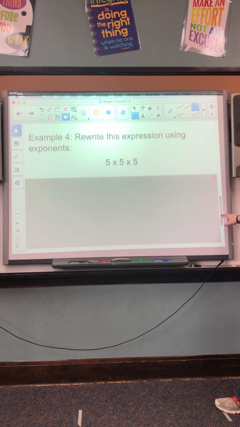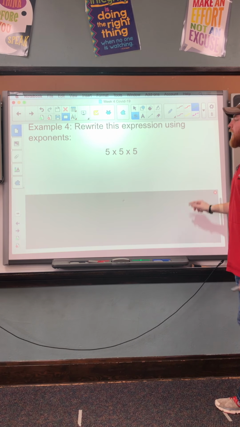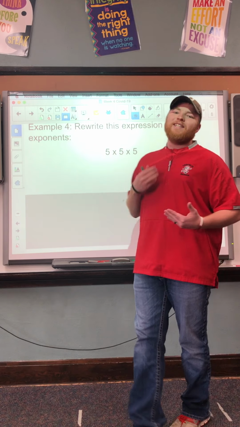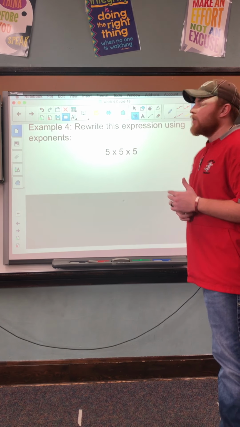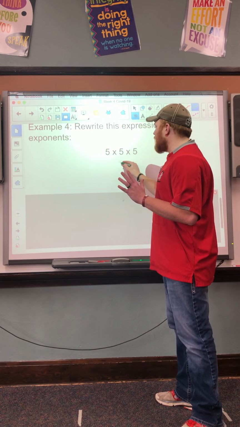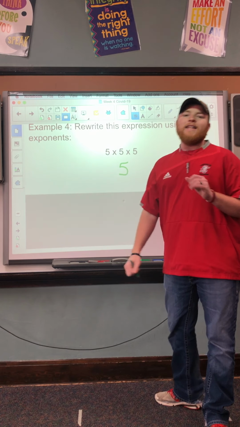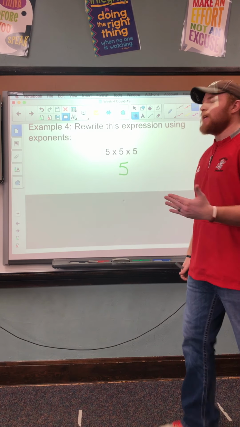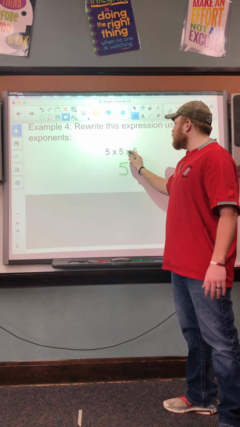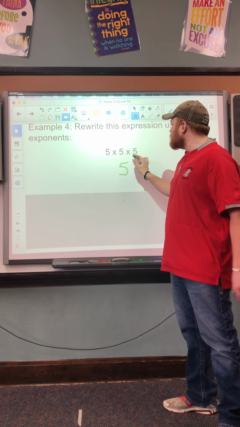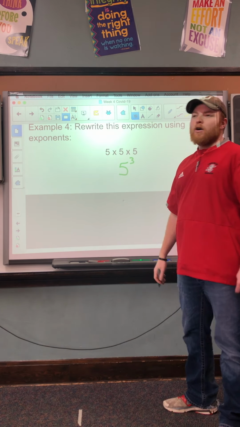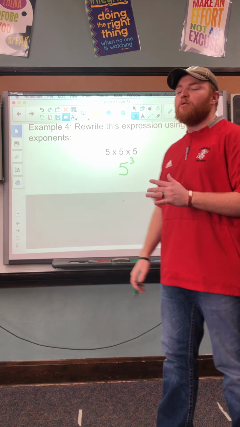Example 4. Rewrite this expression using exponents. So again, what's the number that's being repeated? That's 5. So that's your base. All right, and then how many times is it being repeated? 1, 2, 3. That's your exponent. 5 to the third power, or 5 cubed.